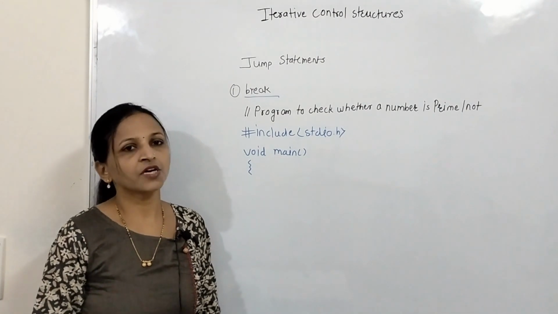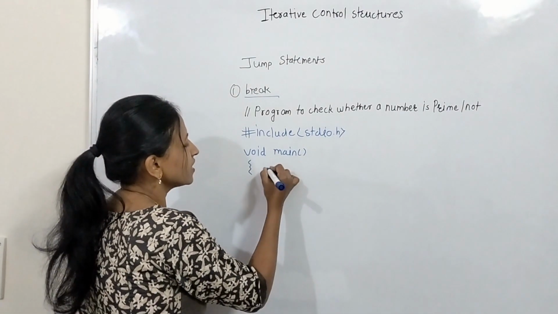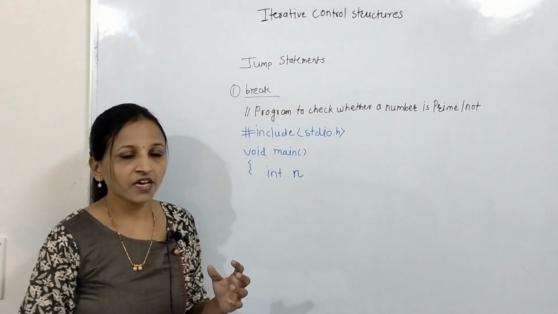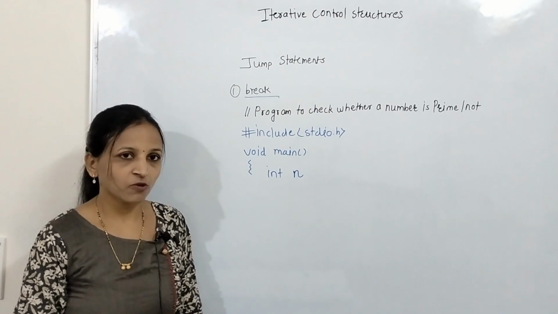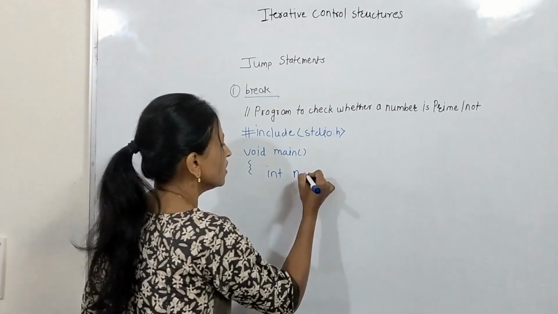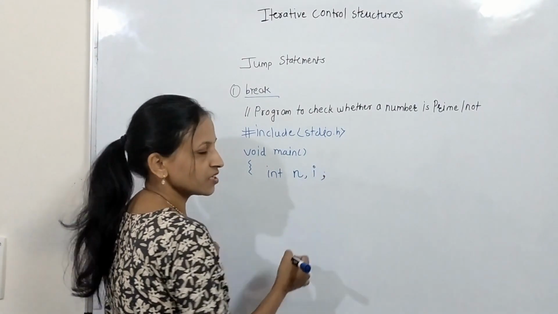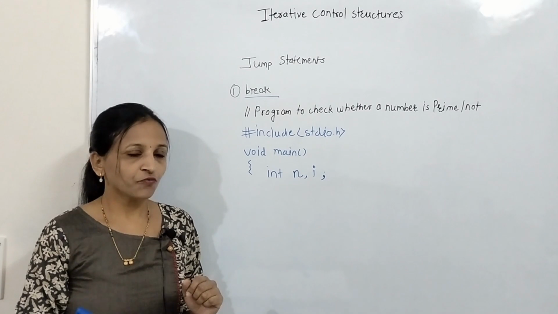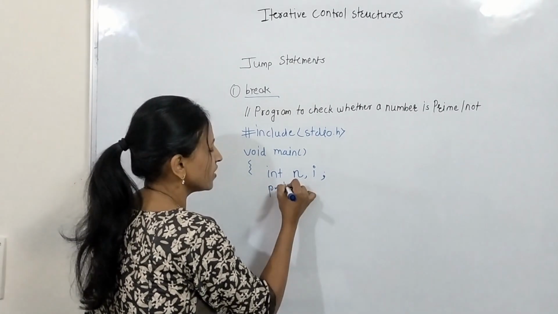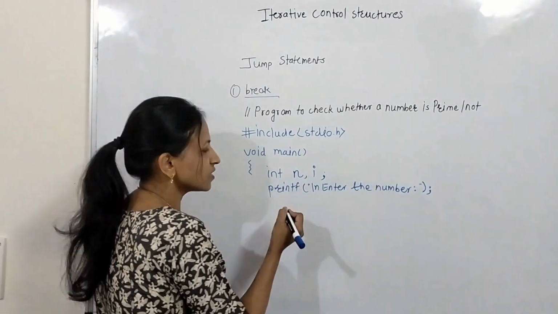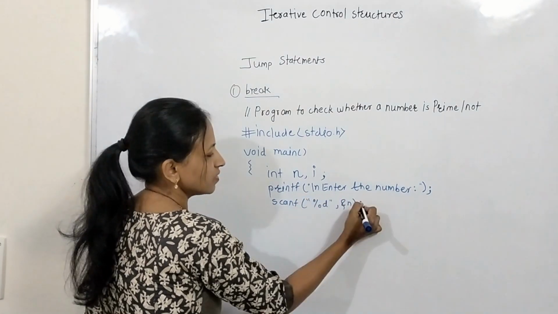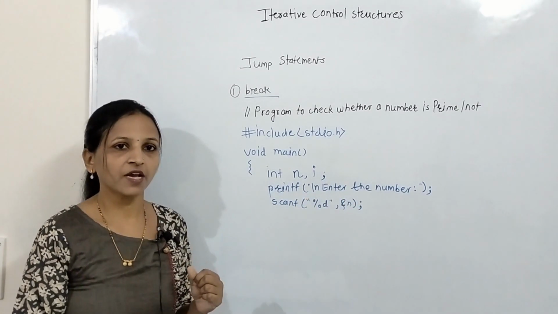display a message to the user. Now for that we will declare one integer variable, let it be n. Next, we have to use a counter here, because that division task we have to repeat again and again, and for that we will declare one counter variable, let it be i. Now the first thing is, we have to accept a number from the user. That's why I will write here printf enter the number. Now just accept that using scanf %d, &n. Now we have to check whether that n is prime or not.